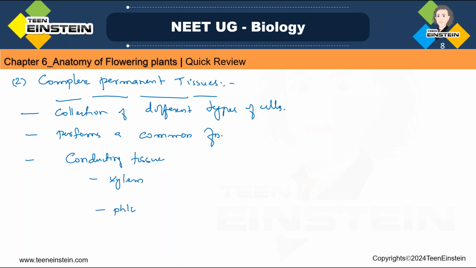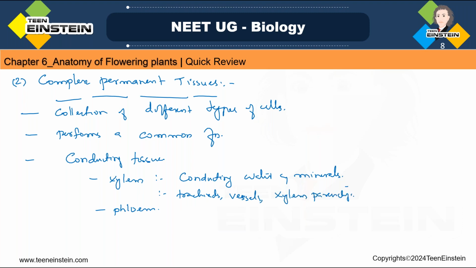Xylem and phloem. Okay, so xylem is a complex permanent tissue, and that is conducting water and minerals. Xylem is conducting water and minerals, and xylem has four types of cells: tracheids, vessels, xylem parenchyma, and xylem fibers.